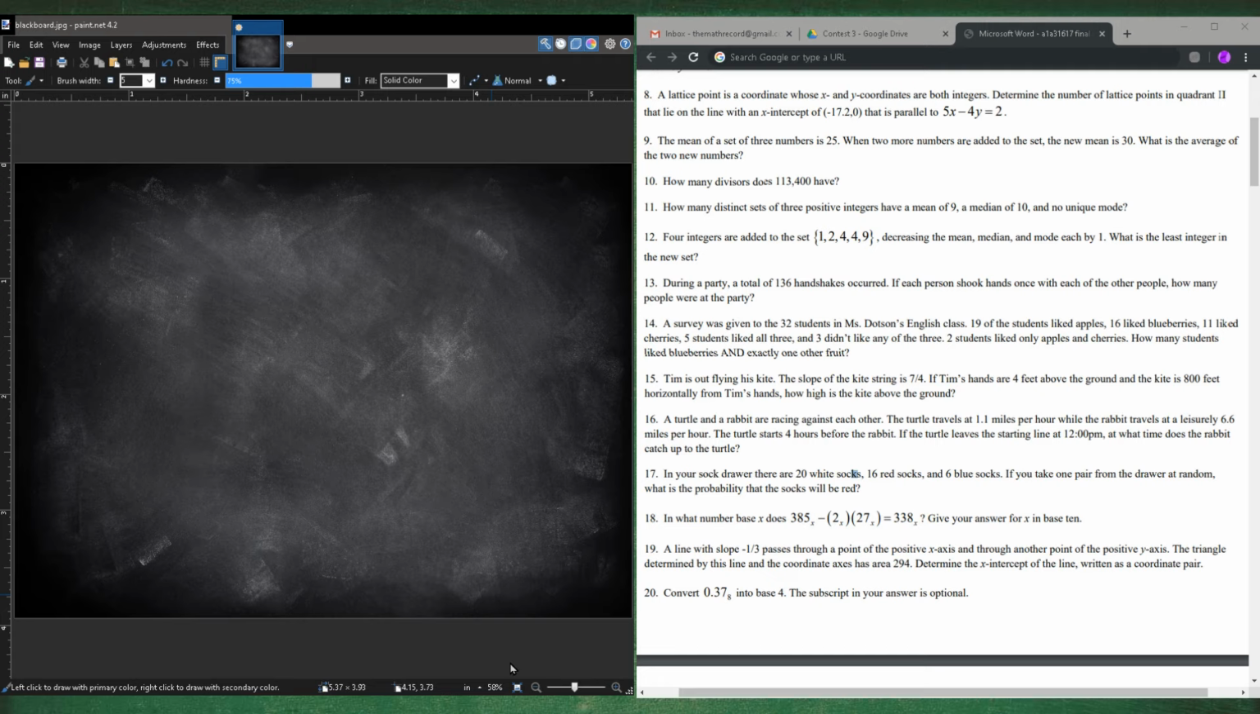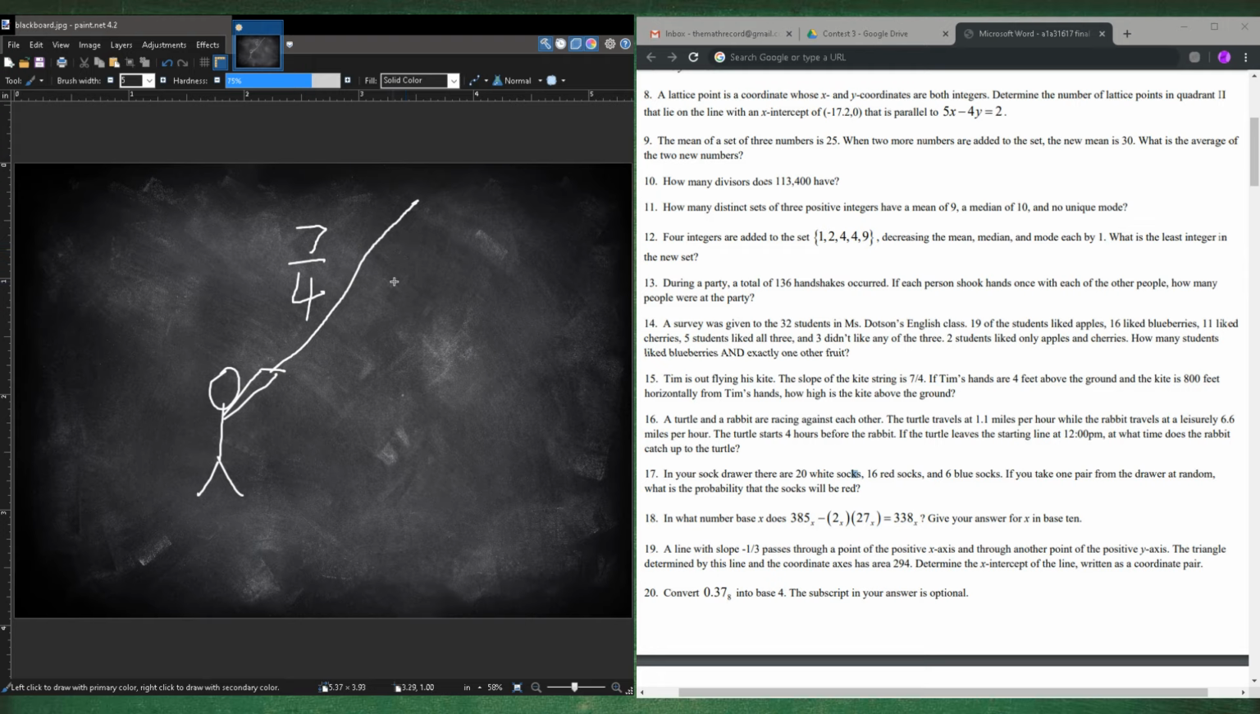Number 15. Tim is out flying his kite. The slope of the kite string is 7/4. If Tim's hands are 4 feet above the ground, and the kite is 800 feet horizontally from Tim's hand, how high is the kite above the ground? So we have my boy Tim, and we need to move his hands up. His hands are 4 feet above the ground, and he's flying a kite with slope 7/4.